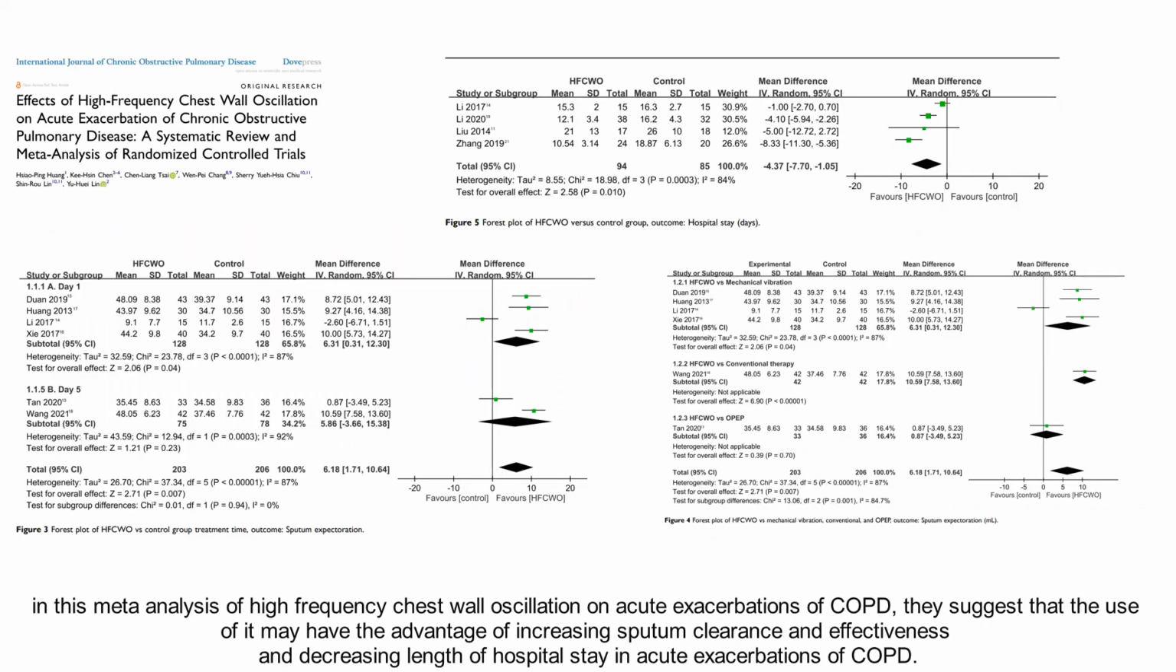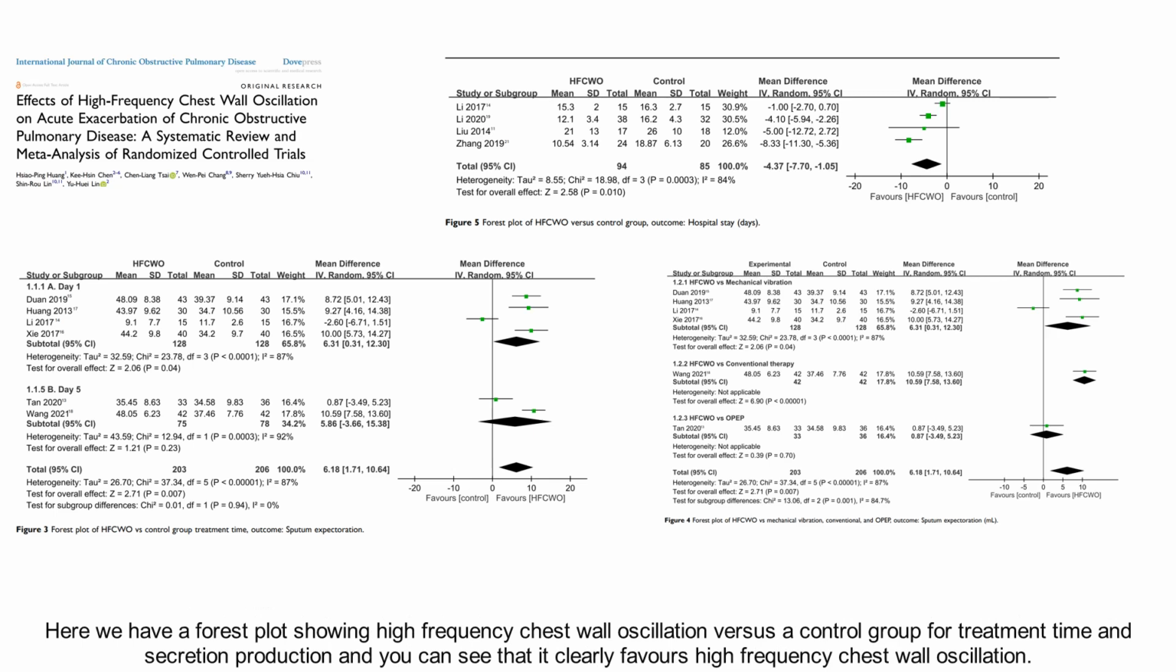In this meta-analysis of high-frequency chest wall oscillation on acute exacerbations of COPD, they suggest that the use of it may have the advantage of increasing sputum clearance and effectiveness and decreasing length of hospital stay in acute exacerbations of COPD. Here we have a forest plot showing high-frequency chest wall oscillation versus a control group for treatment time and secretion production, and you can see that it clearly favours high-frequency chest wall oscillation.